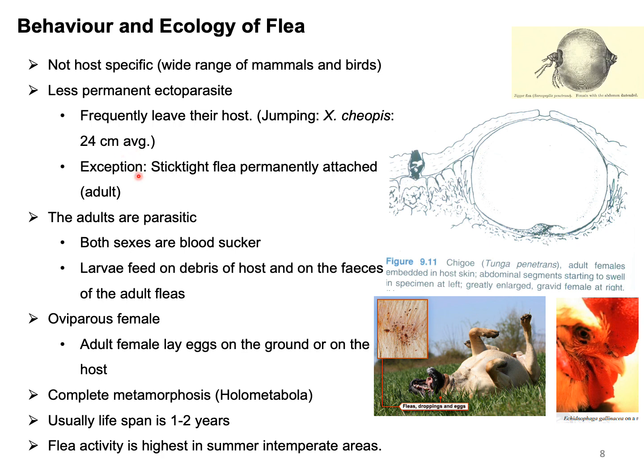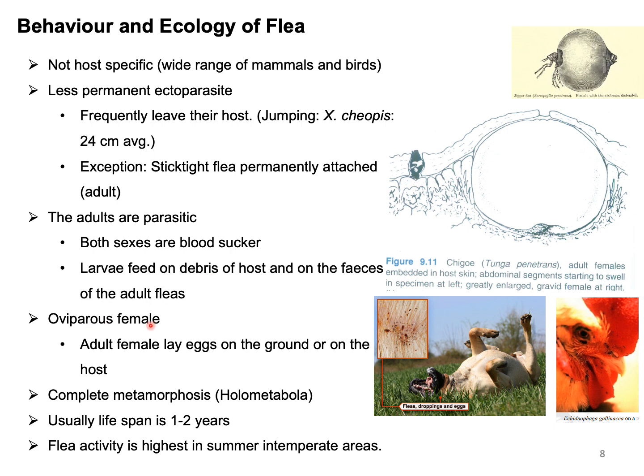The exception is the stick-tight flea. This stick-tight flea is permanently attached to the host skin, that is, they will burrow into the host skin and will stay over there. The adults are parasitic, both male and female are bloodsuckers, and larvae feed on the debris of the host or on the feces, that is, flea dirt of the adult flea.